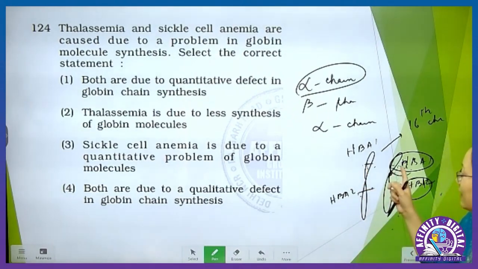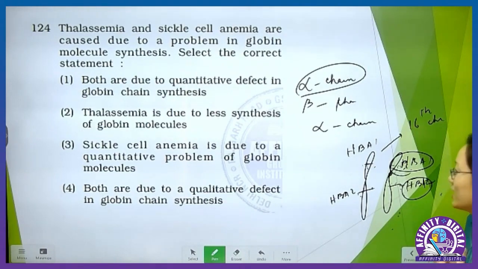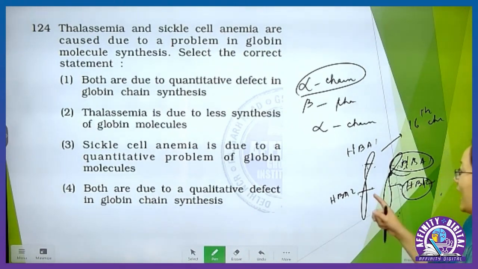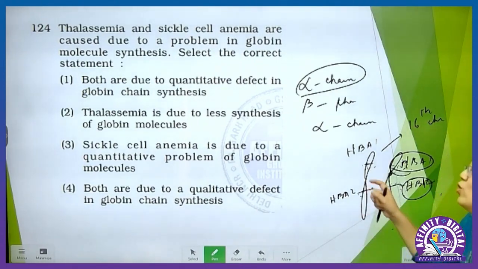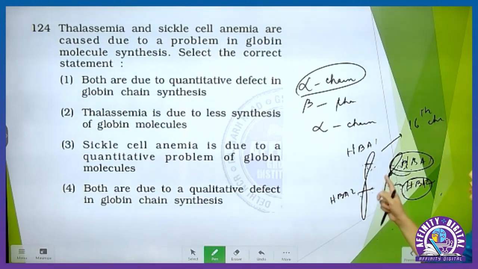So if one gene is affected, alpha chain synthesis will be affected, and because of that it will be a silent carrier of alpha thalassemia. If two genes are deleted, it will be a mild form of anemia. If three genes are deleted, then moderate to severe anemia will come. But if four genes are deleted, the person cannot survive. It leads to hydrops fetalis, in which embryonic abortion will occur, or RBCs start getting ruptured. That will be the severe form of alpha thalassemia if all the genes are deleted.